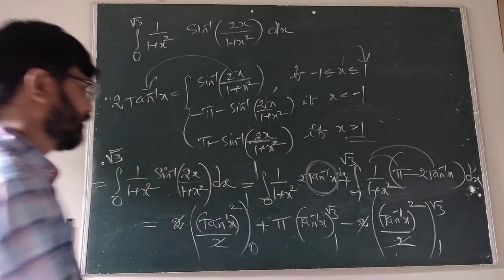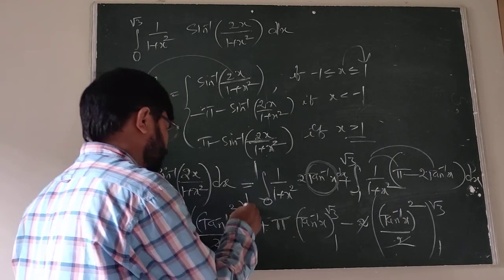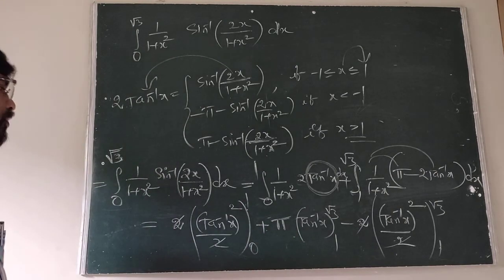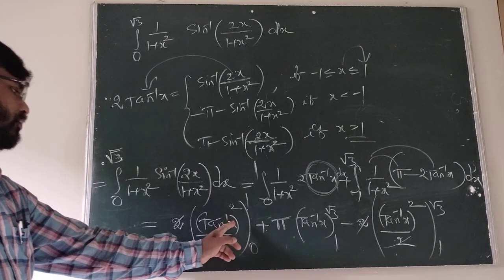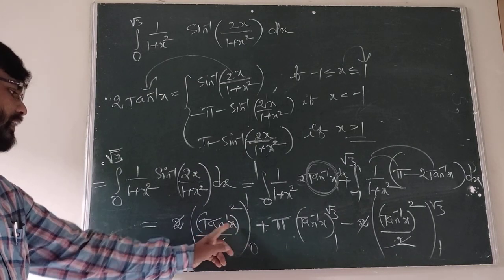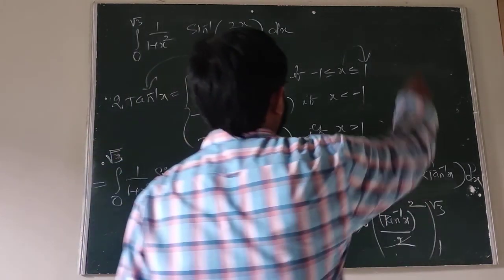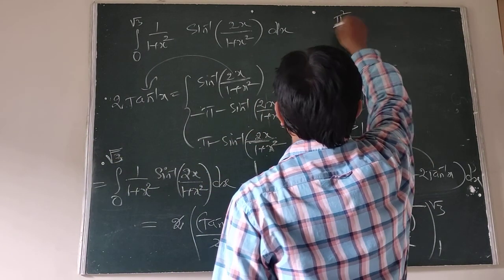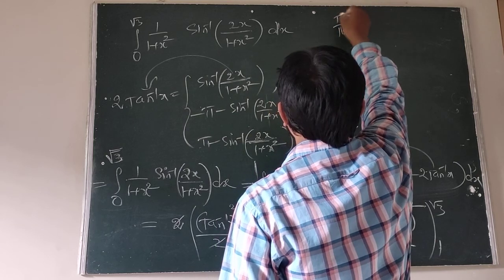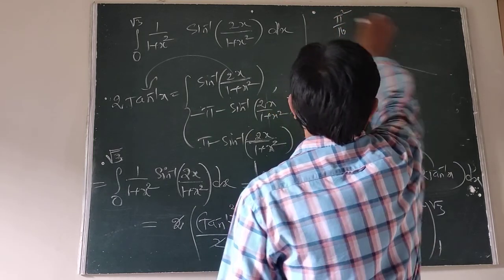Therefore now we are substituting 1. 1 is the value of tan 45. Put x equal to 1. 1 is tan 45. Tan inverse and tan cancel. Pi by 4 whole square is pi square by 16.